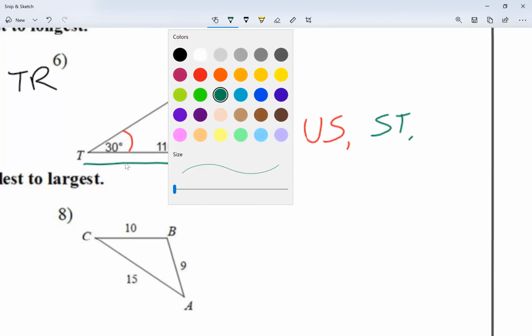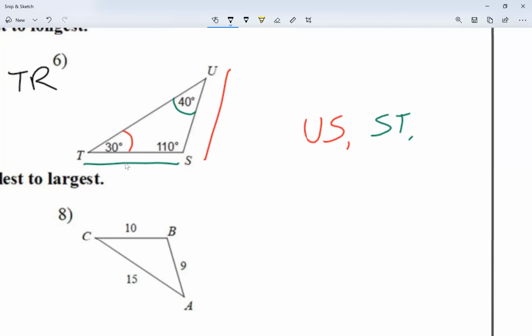The biggest angle is 110 degrees. So the biggest side must be this one. Right? The biggest side is opposite from the biggest angle. Now, the two letters that make that side are TU.